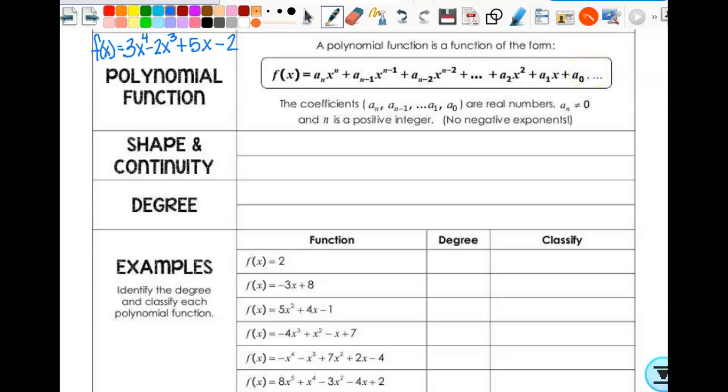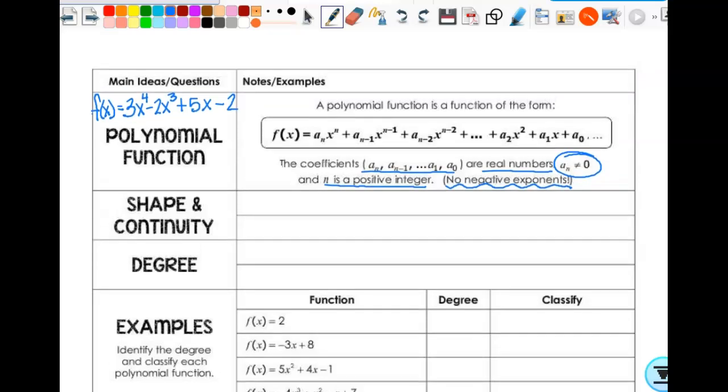We don't really put it in there like that. Like I could put plus 0x squared, we just don't. But a sub n cannot equal 0. This first one can't equal 0, because if I said, okay, my largest exponent was the 5th, but it's 0x to the 5th, that term's really 0, so that doesn't really count. But all these coefficients, they are real numbers, and n, whatever n is, has to be a positive integer, with no negative exponents.